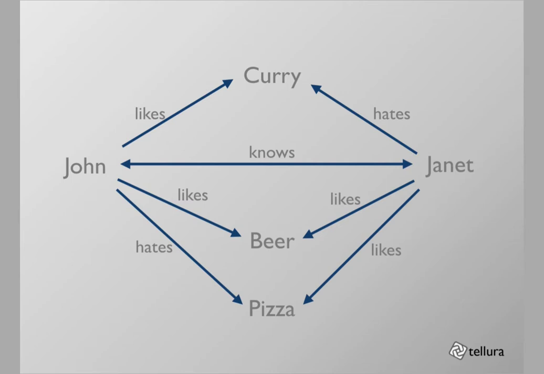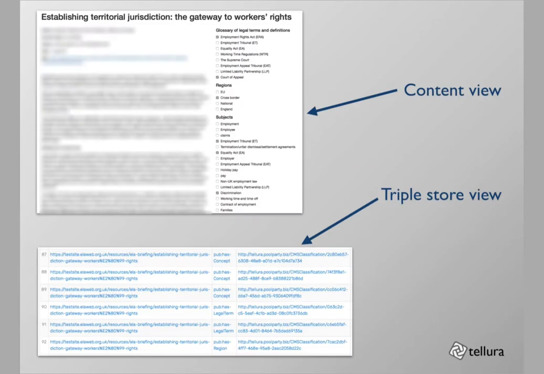We can apply the same thinking to our content knowledge graph. We can ask, what content items have this subject, employment tribunal, or what subjects is this content item about, and so on. But in addition to answering specific questions, a content graph also opens up the ability to explore a knowledge domain in a variety of visual ways.